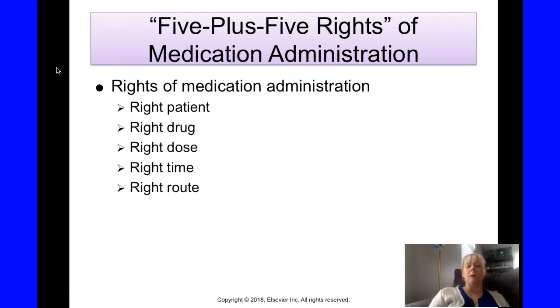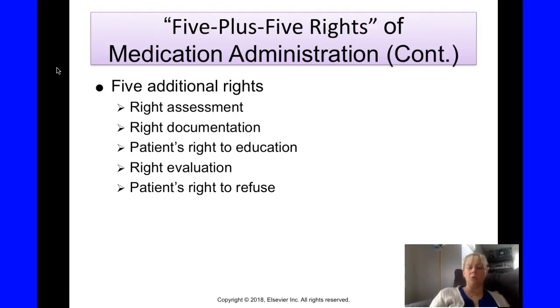Anytime you're giving a medication, you need to look at their armband. You need to match the drug to what's ordered on the med sheet and the computer. You need to make sure it's the right dose. You make sure that you're giving it at the right time and you're giving it the right route.